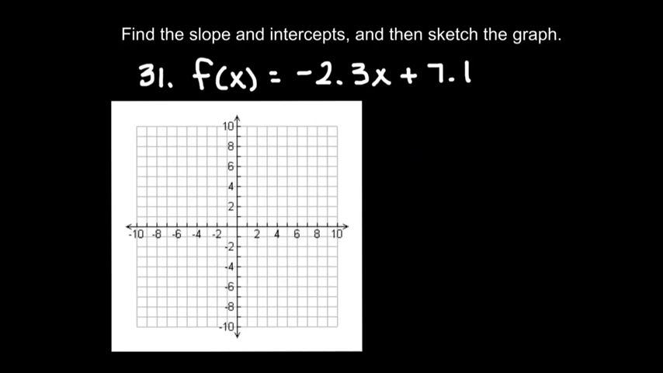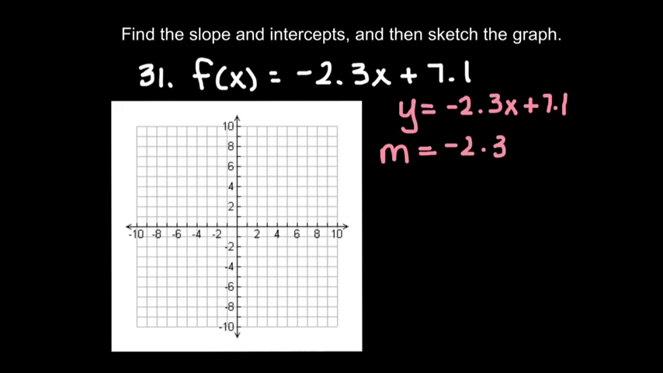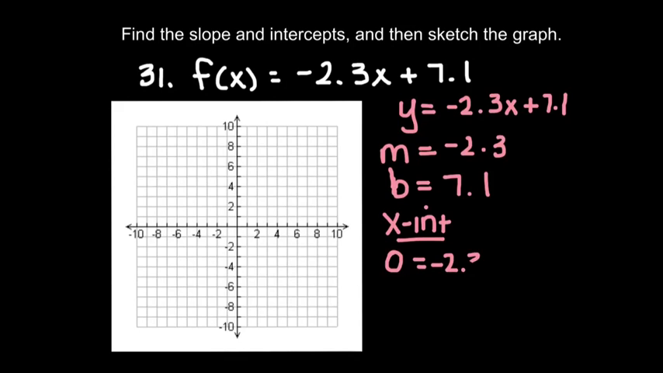To look at the function f of x equals negative 2.3x plus 7.1, again, I can rewrite it as y equals negative 2.3x plus 7.1. My slope is still the coefficient of x, so that's negative 2.3. My y-intercept is still the constant, which is 7.1. My x-intercept would be what I get when I replace the f of x, or the y, with a 0. So I get 0 equals negative 2.3x plus 7.1.